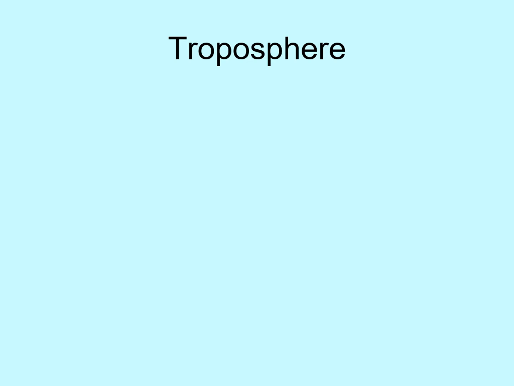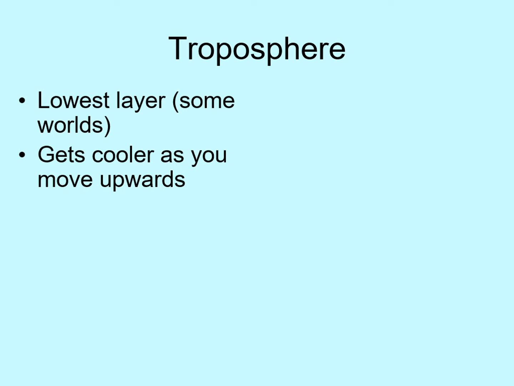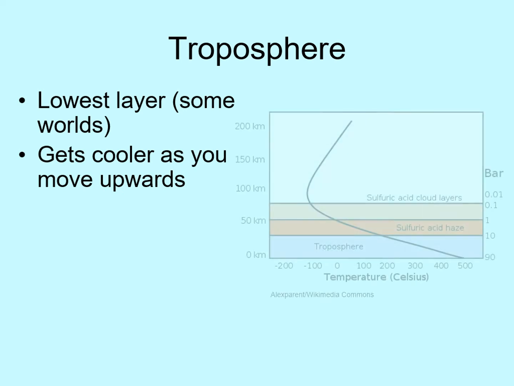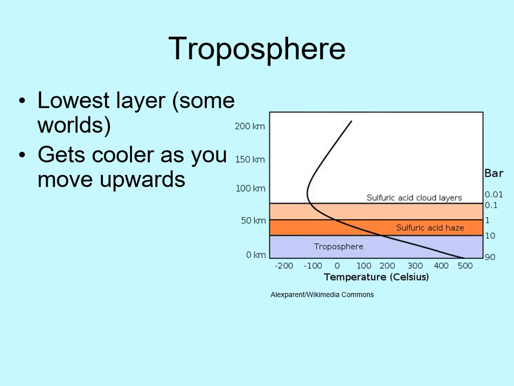We'll start with the part of the atmosphere we're most familiar with, the troposphere. This is the lowest layer for any world that has a substantial atmosphere. It's defined as the part of the atmosphere near the ground that gets cooler as you go upward. The diagram on the right shows the temperature structure for the planet Venus. The graph shows temperature across the bottom and altitude along the side.